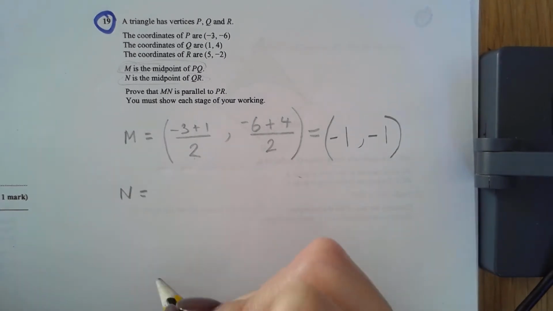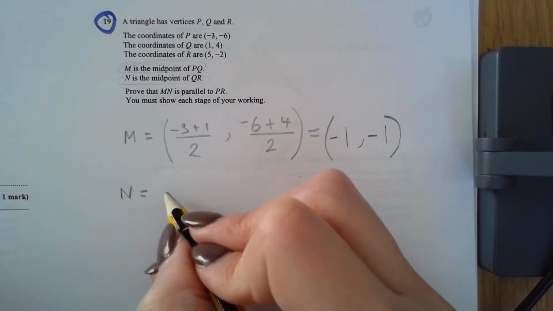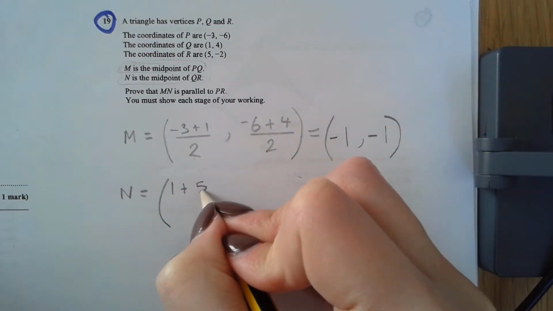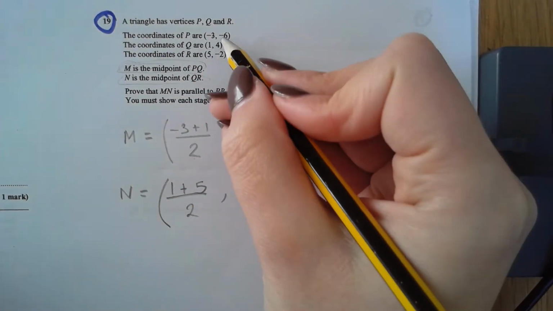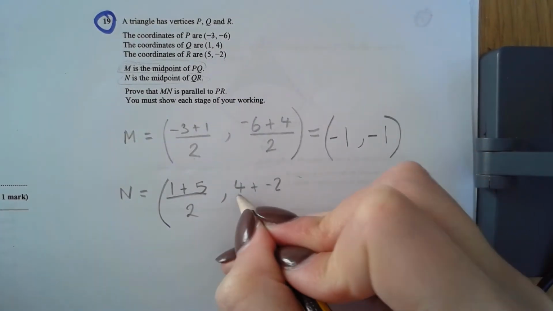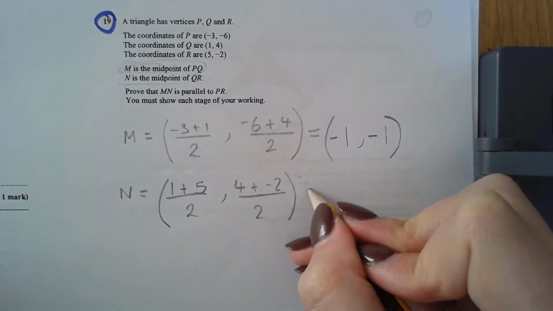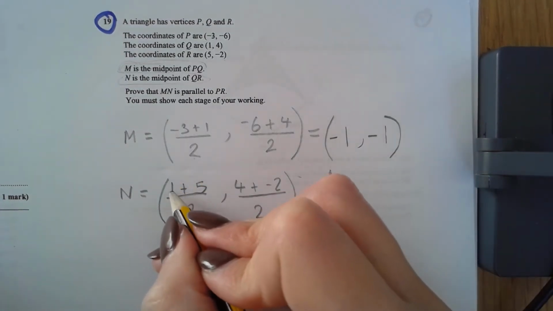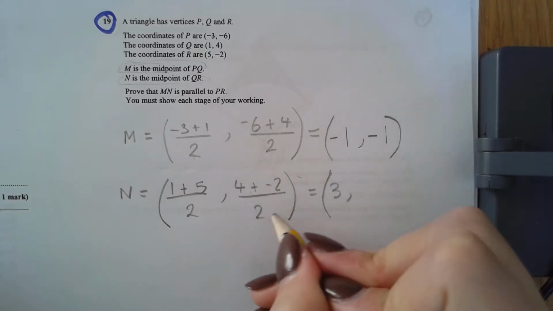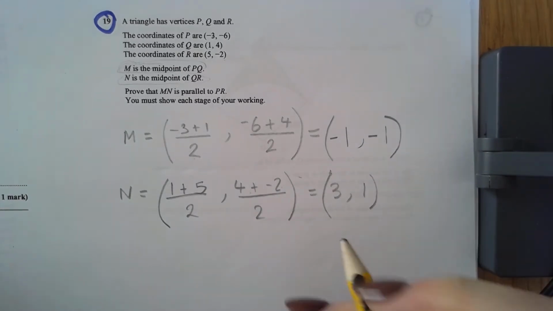Now we're going to find N. You do this in exactly the same way for QR. So Q is 1, add 5 is R, over 2, and the y coordinate 4, add -2, divided by 2. Okay, we can work that out. So 1 add 5 is 6, divided by 2 is 3. 4 add -2 is 2, divided by 2 is 1.